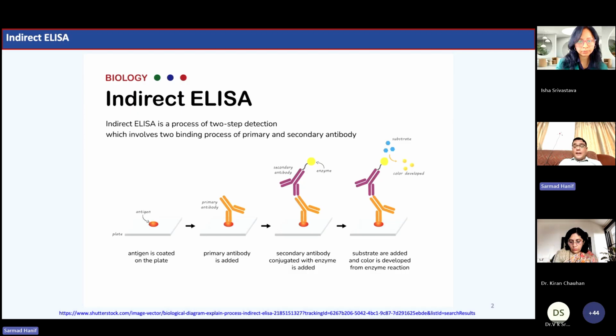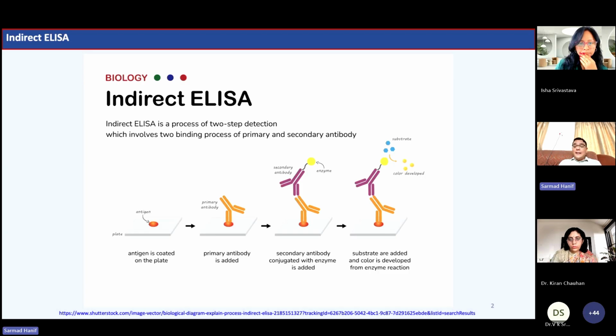Suppose in any sample you have less primary antibodies or less vaccine response, then less secondary antibodies will be bound to it, and there will be less color change. So in simple terms, the higher the immune response, the more color change we can see. And why are we calling this indirect ELISA? Because we are estimating the primary antibodies, or the immune response, using secondary antibodies. We are not directly estimating.